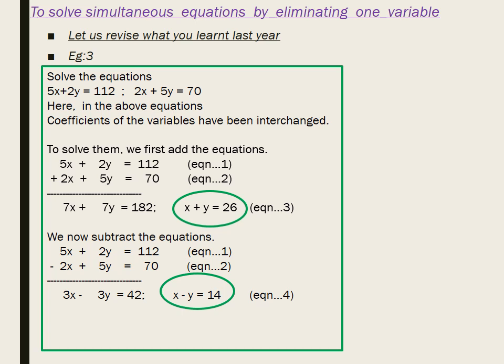Now, when you observe equation 3 and 4, it is similar to the conditions mentioned in the first example, where the coefficient of the second variable is of opposite signs. We can simplify these two equations as we had discussed in the first example. Add these two equations and get the value of x as 20. Substituting the value of x in any of the equations, we get the value of y, which comes out to be 6.